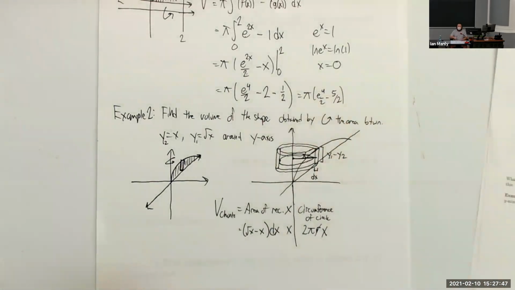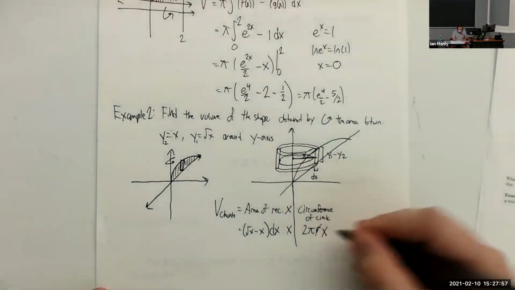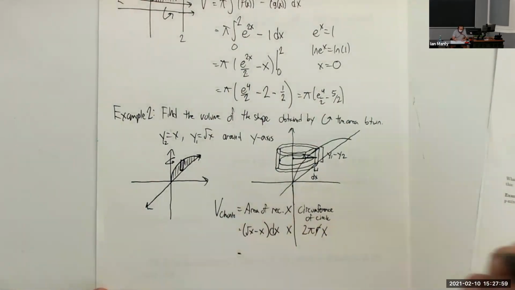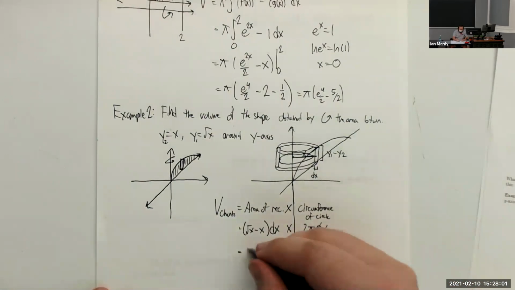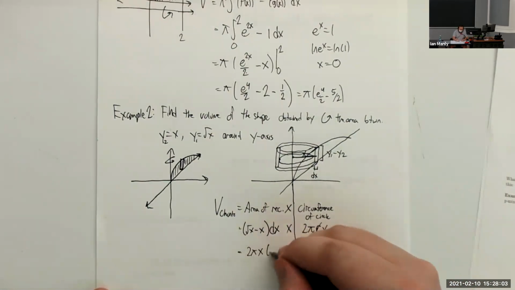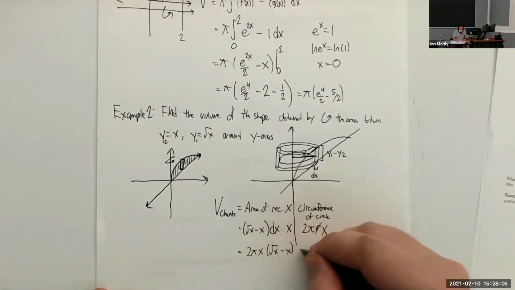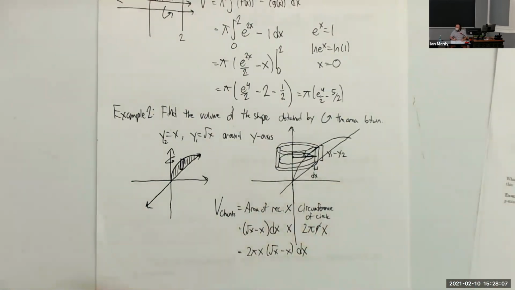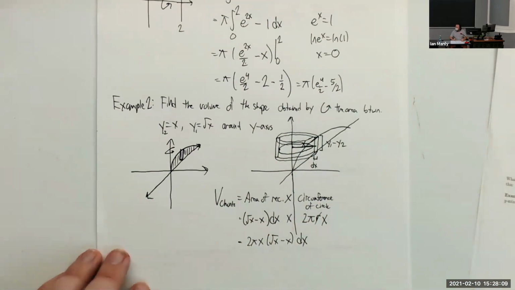Just like how we can write any vertical distance from the axis as y, we could express any horizontal distance from the axis to our curve as x. So we're going to have 2 pi x here. So then what does that mean for our formula? If we collect everything together, we have 2 pi x and then root x minus x dx. So this is going to be the volume of our chunk right here.